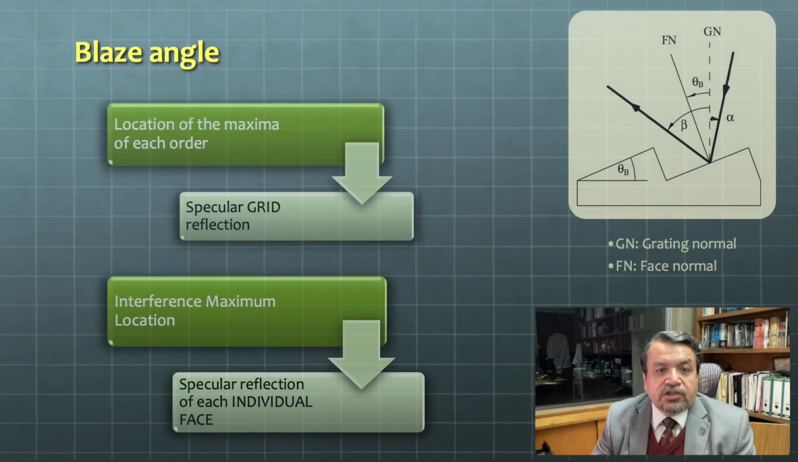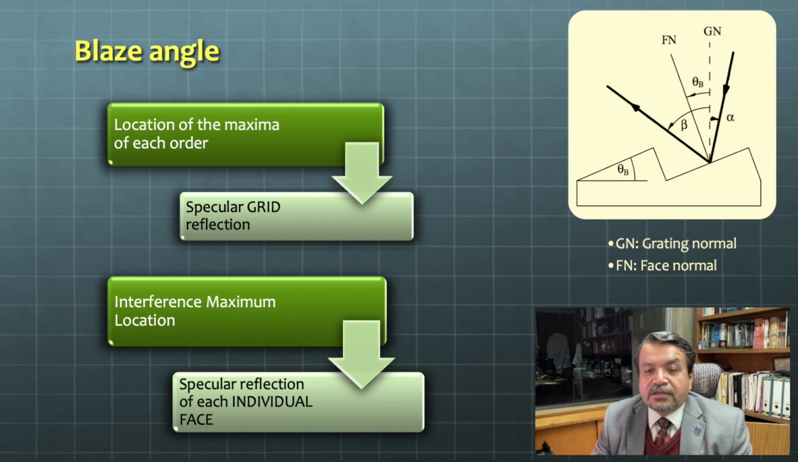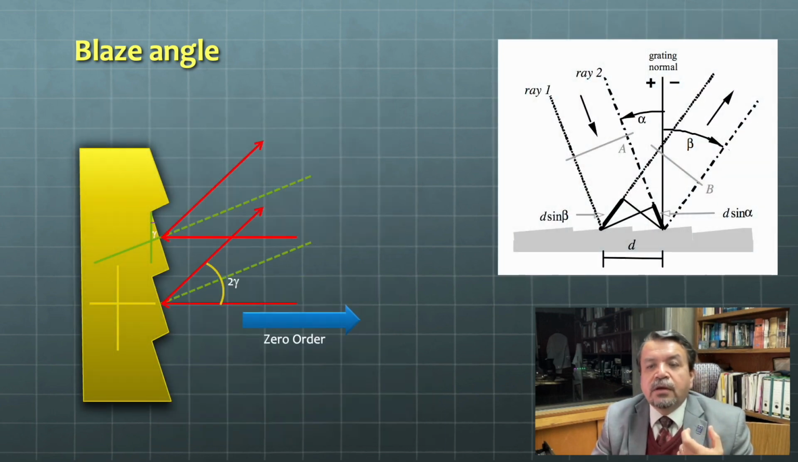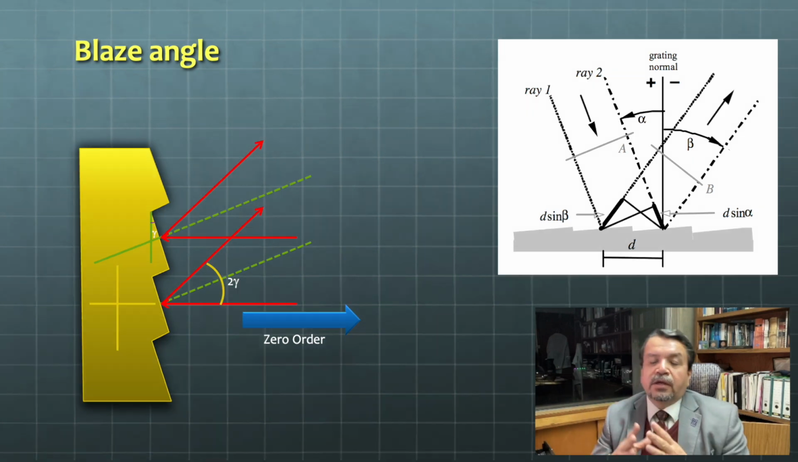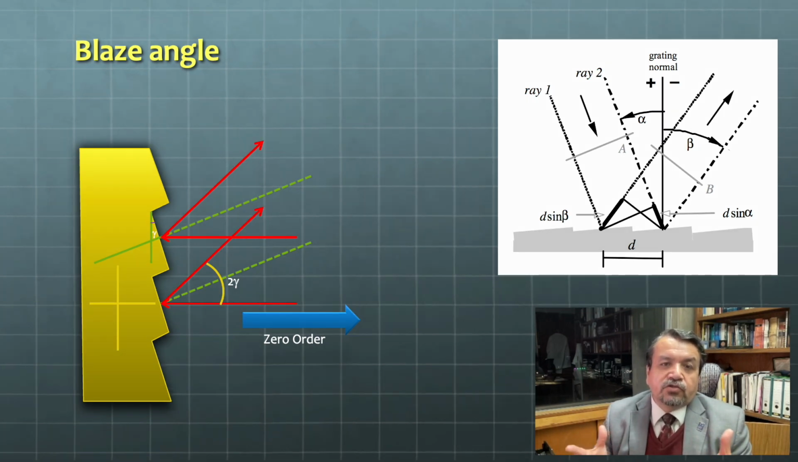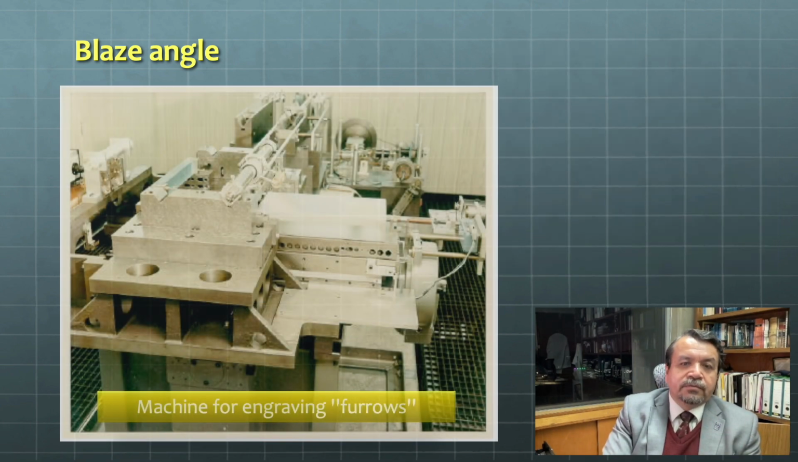So basically it is the location of the maxima of each order, which is going to depend on the specular reflection of the grating. The location of the maximum interference depends on the specular reflection of each face, so we have two planes in the end, the grating plane and the plane of each mirror. By having that angle, we move the maximum brightness towards the desired order. And therefore, by designing the corresponding angle, we can make the brightness go to the desired order. This control over the angle allows us to manipulate the brightness distribution.